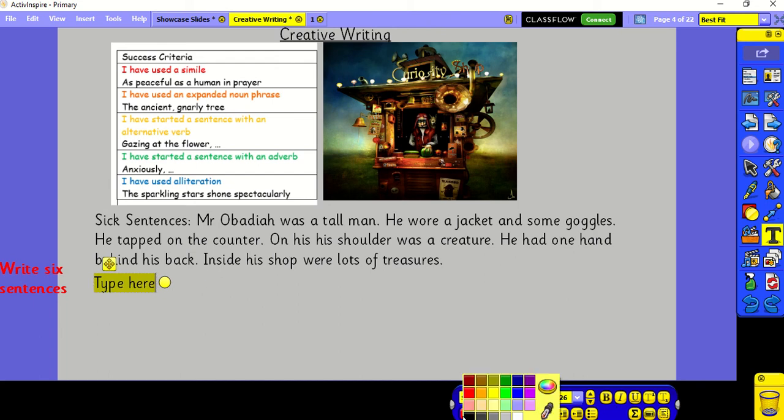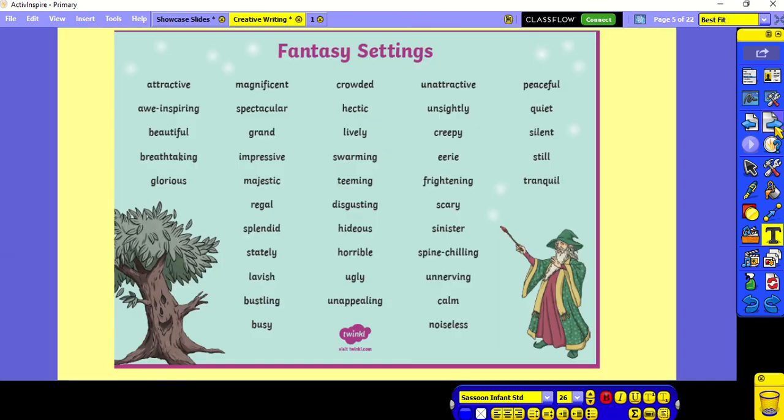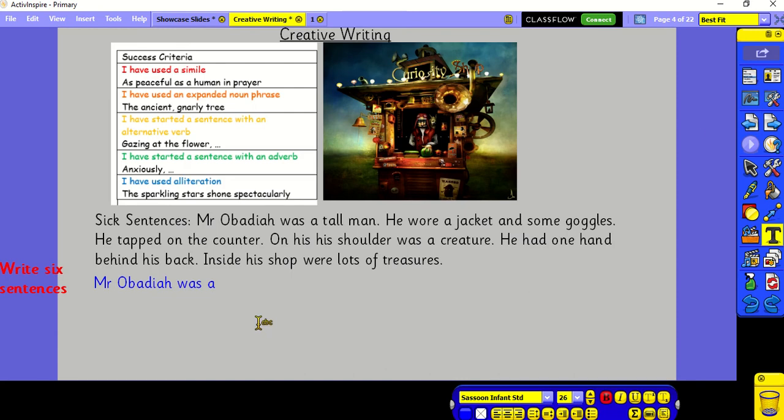Let me just change colour. Okay, so I'm going to start. Instead of "Mr. Obadiah was a tall man", I'm still going to start "Mr. Obadiah was a..." I'm going to go now to my adjectives mat. I think I might use magnificent. So Mr. Obadiah was a magnificent man.